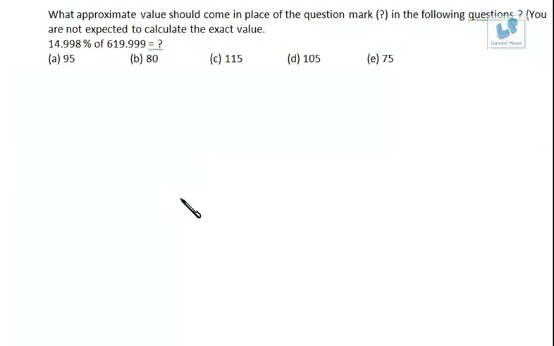Now let's see this question. This is 14.998, I'm making it 15, approximating it to the higher side. This is also, I'm making it 620 divided by 100. See, both the numbers I have approximated to the higher side. So we are actually going to the upper side of the actual answer, right? So just be very careful about the calculation.